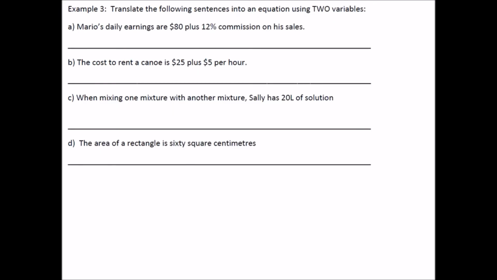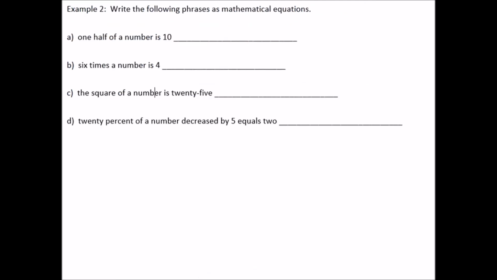Now for example 2, we're going to translate the following sentences into an equation using 1 variable. So we're going to do the same thing as before, but this time we're actually going to write full equations. So again, an equation is expressing that 2 things are equal, 2 expressions are equal to one another. Okay, 1/2 of a number, so we already know that that's 1/2 of n, is 10, so equals 10.